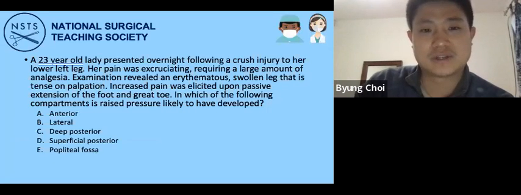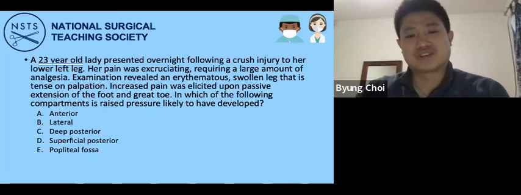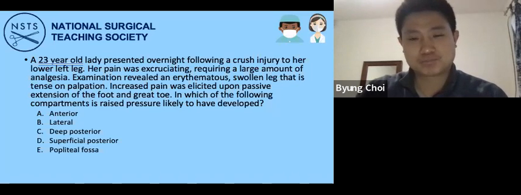So the next question: a 23-year-old lady presented overnight following a crush injury to her lower left leg. Her pain was excruciating, requiring a large amount of analgesia. Examination revealed an erythematous swollen leg that is tense on palpation. You have increased pain elicited upon passive extension of the foot and great toe. In which of the following compartments is raised pressure likely to have developed? A, anterior, B, lateral, C, deep posterior, D, superficial posterior, or E, popliteal fossa.